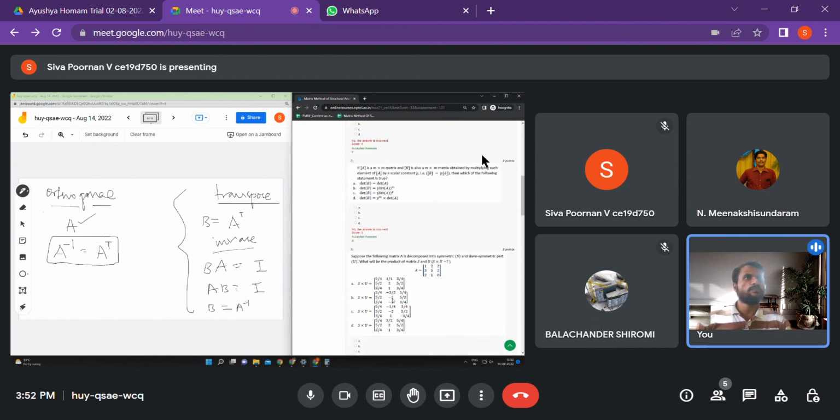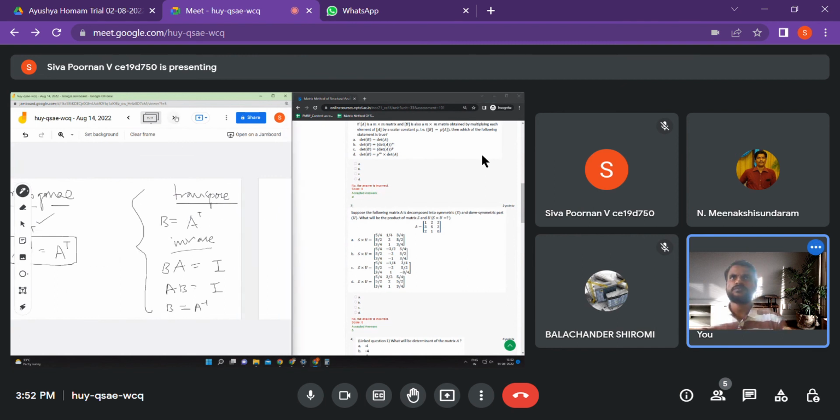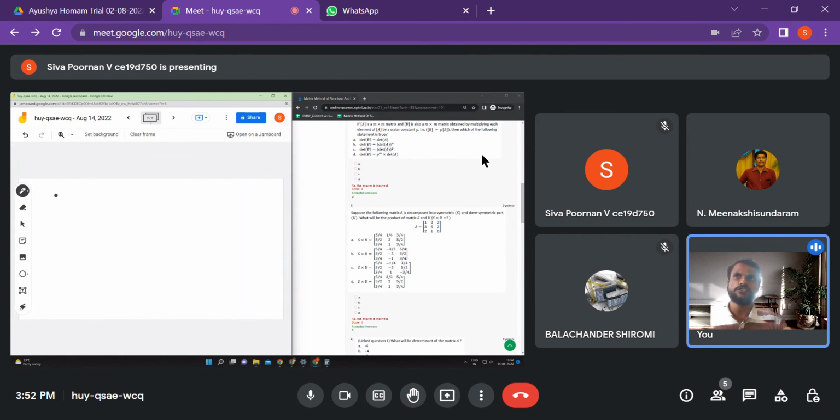Fine. So suppose that we have the following matrix A, which is decomposed into a symmetric part S and a skew symmetric part U. I hope you are aware of what a symmetric and a skew symmetric matrix are. So let's say we have a matrix A. What is the symmetric part of it? What is a symmetric matrix?